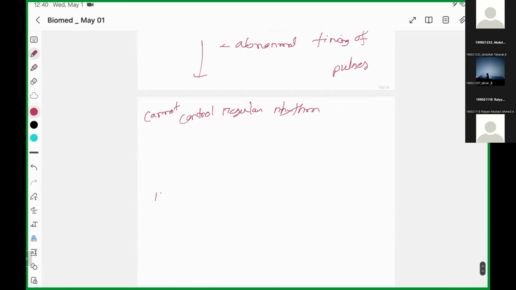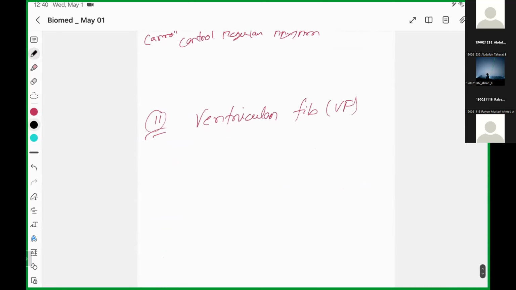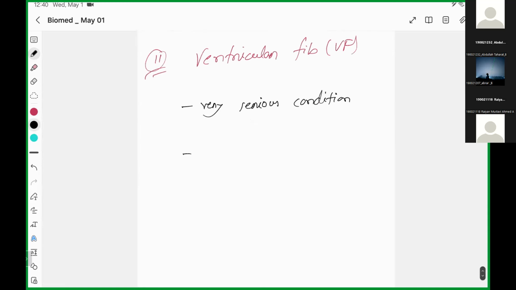Now let's move on to the next one, that is ventricular fibrillation, VF. Okay. This is more serious. This is a very serious condition. So what happens in ventricular fibrillation? There is a very irregular QRS, and it happens due to some chaotic ventricular depolarization. Okay. So irregular QRS.